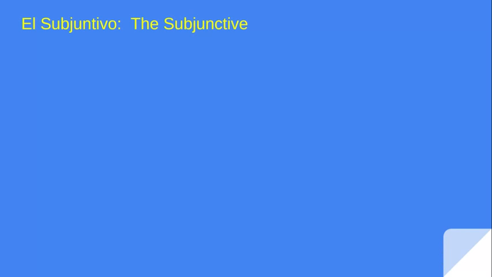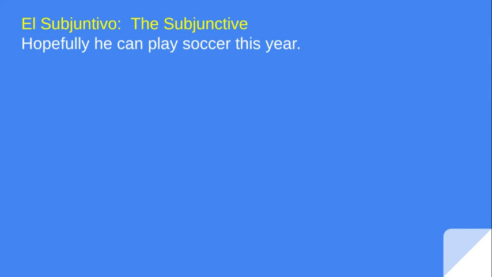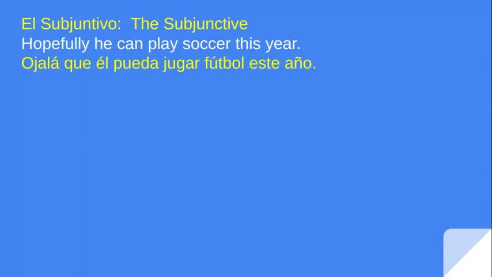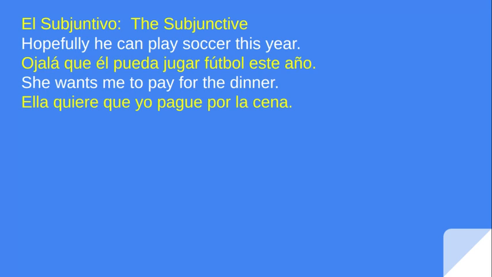El subjuntivo, the subjunctive. Hopefully he can play soccer this year. Pause. Ojalá que él pueda jugar fútbol este año. She wants me to pay for the dinner. Pause. Ella quiere que yo pague por la cena. Pagar is a gar verb, and so remember it's ga, ge, gi, go, gu. To make it a hard G, you add a U, pague. That way it's not pague with a J sound, okay?